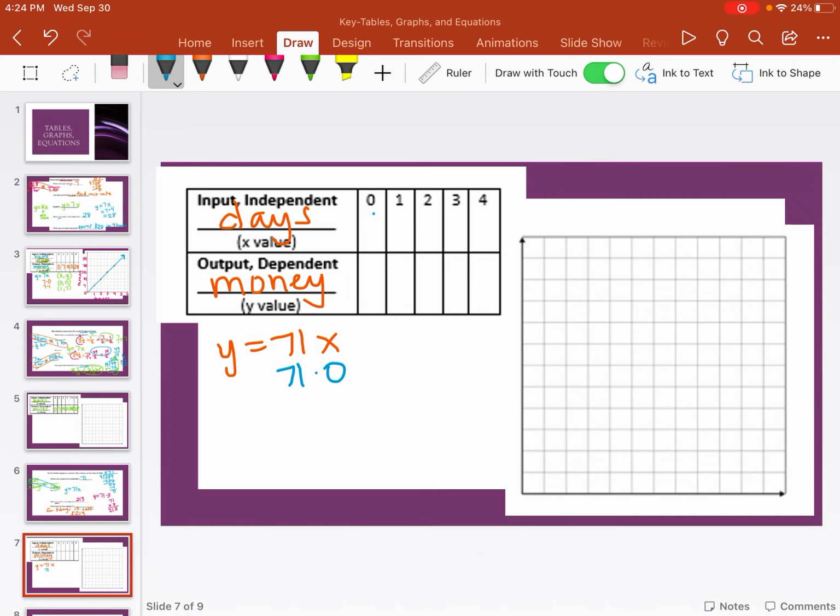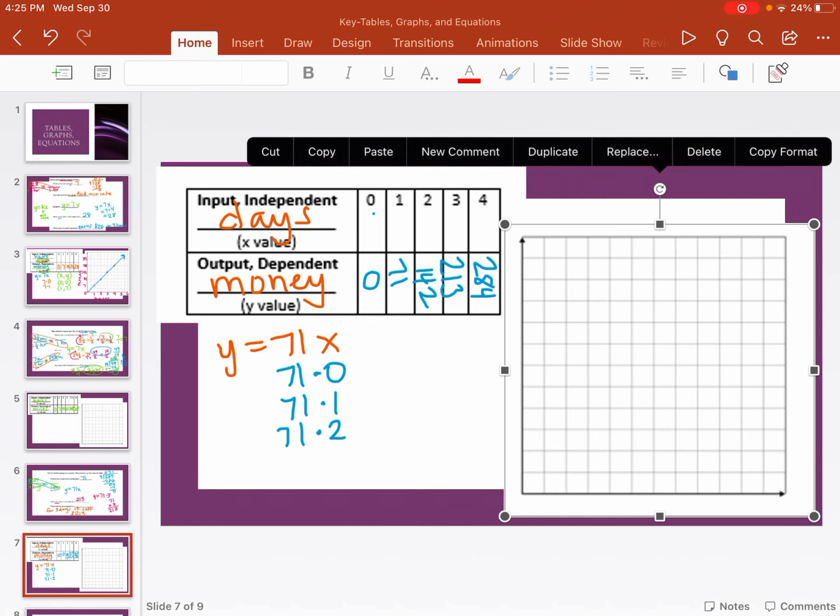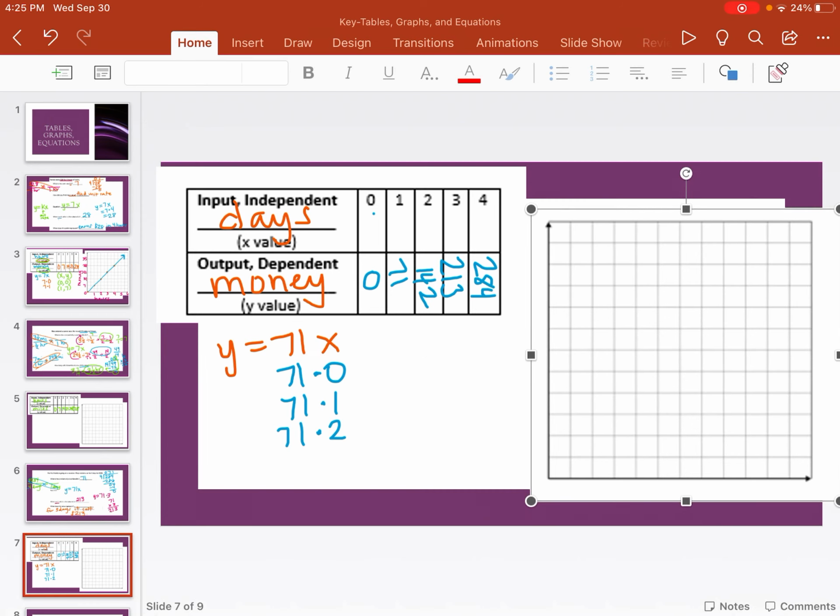71 times 0 is 0. And I can do 71 times 1. I'm going to write it sideways because I cannot write that small. So 71. 71 times 2. Do the work out. It's 142. 71 times 3, we actually just did that on the last page. It was 213. And 71 times 4 is the original number they gave us, which was 284. Okay. Remember, you can always substitute it into the equation and solve it that way.